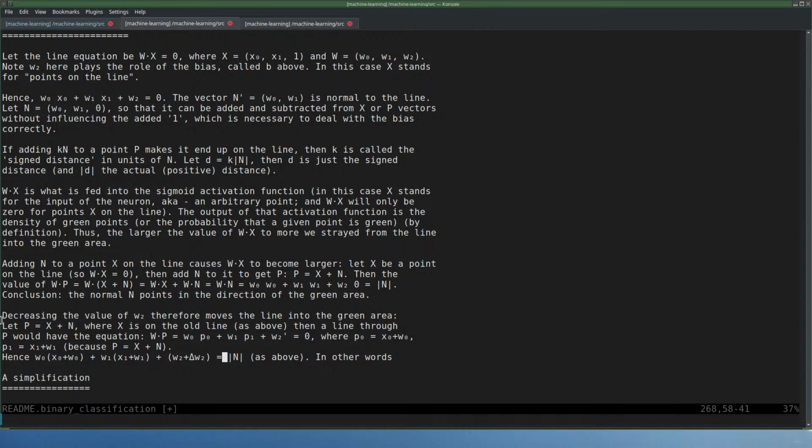Okay, we begin with the conclusion, and then I say let P be X, which is on the old line, plus the normal, meaning that we go into the green area. So where X is on the old line as above, then a line through P would have the equation WP equals 0, where we now use a different W2.